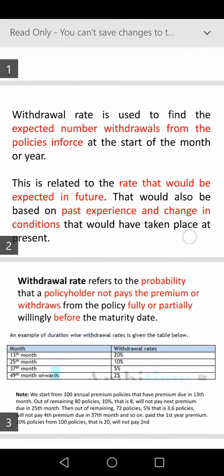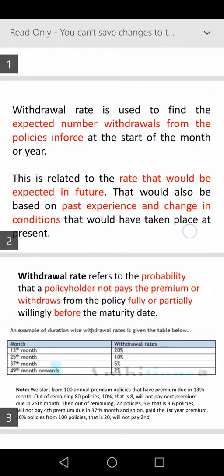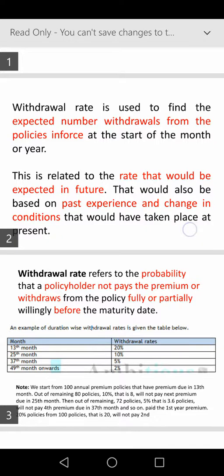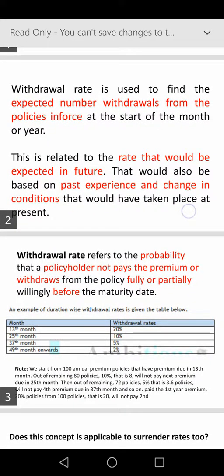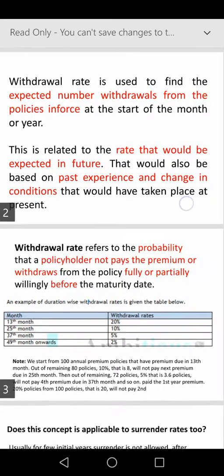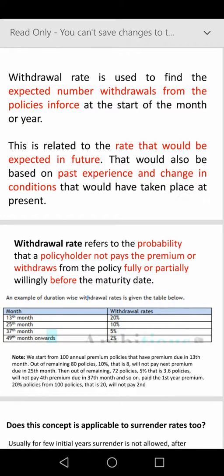So all these withdrawals are going to affect the insurance company's business because they will not be able to carry on getting their premiums as they were getting in the last month. So withdrawal rate is a very important phenomenon in fixing the pricing of different products. It is important for measuring the sustainability of an insurance company's profitability, and it is important because this is futuristic in nature. Now, how do insurance companies get their withdrawal rate predictions? It is done on past experiences and changes in condition.